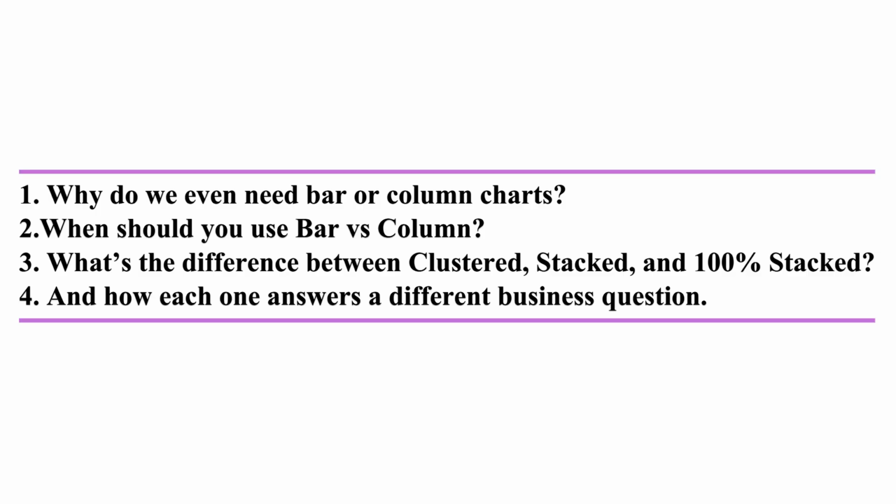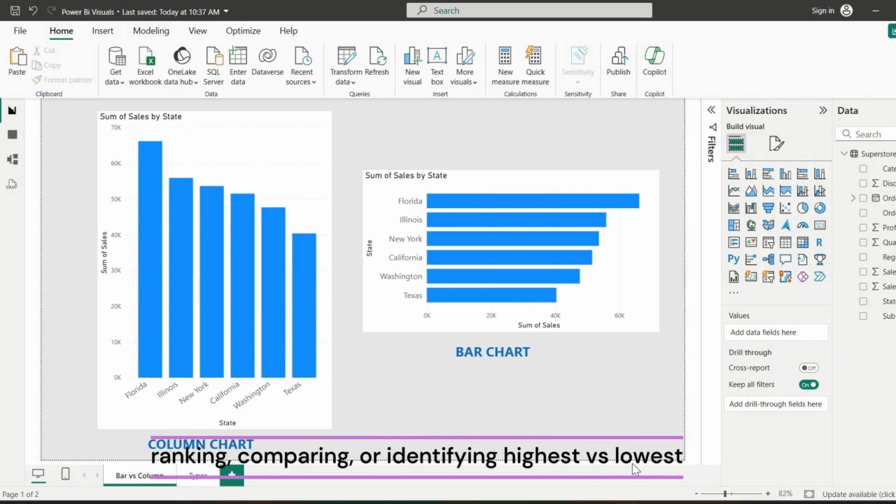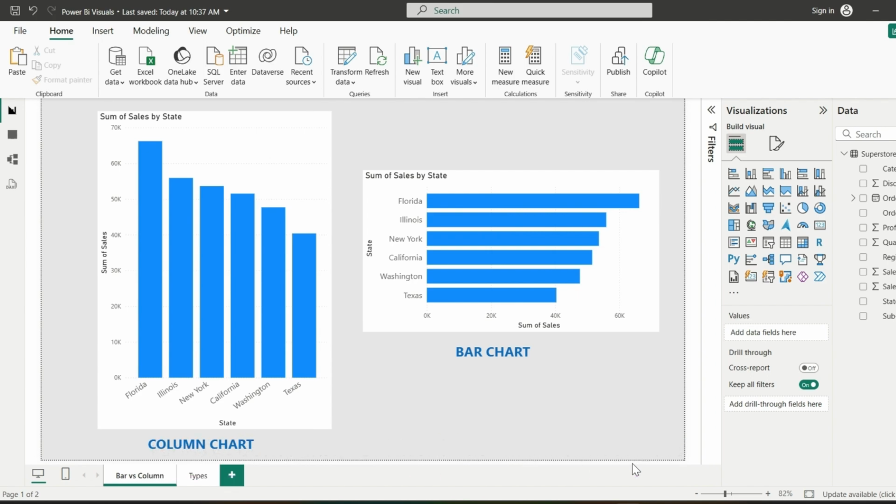So, let's get started. Firstly, why do we even need bar or column charts? Bar and column charts are primarily used for comparison. Whenever our data has discrete categories like region, state, or product category, and you want to compare performance between them, this is your go-to visual. If your goal is ranking, comparing, or identifying highest versus lowest, you should immediately think of a bar or column chart.